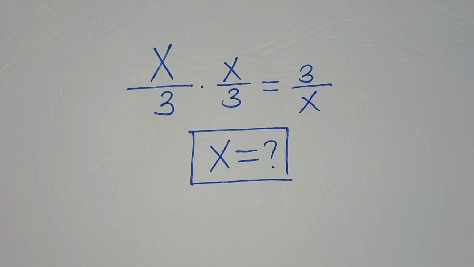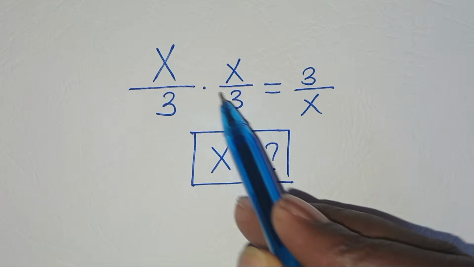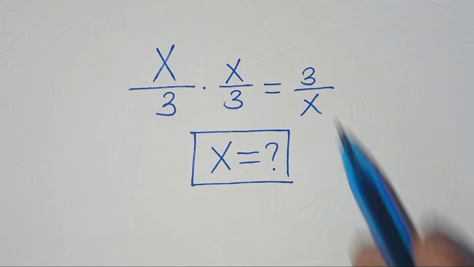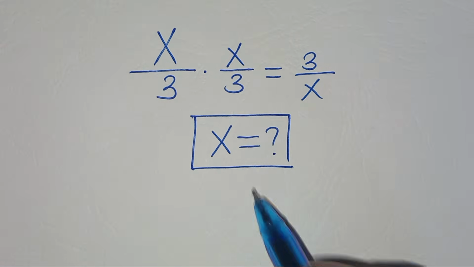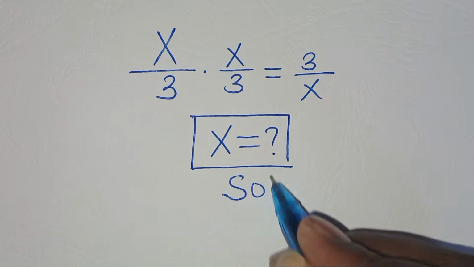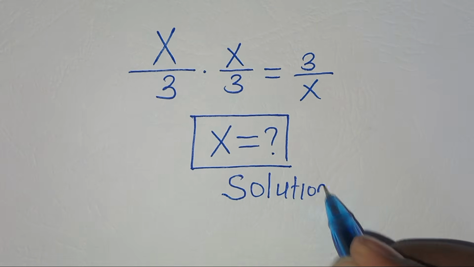Hello everyone, you're welcome to this nice algebra problem, which is x over 3 times x over 3 equal to 3 over x. So what is the value of x, or what are the values of x? Now let's provide a solution from here.